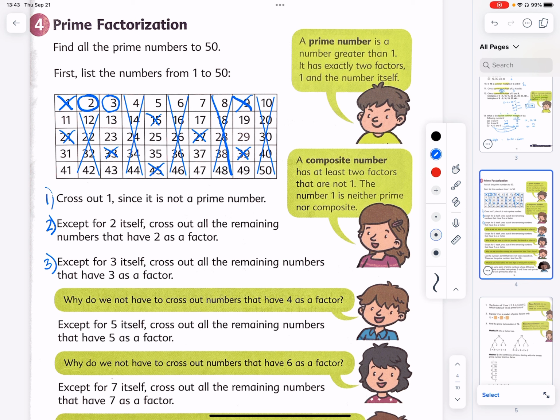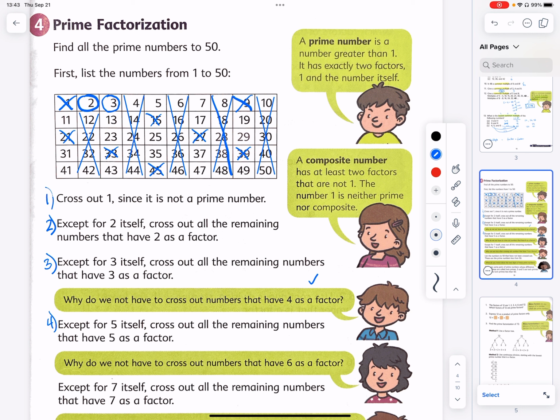Why do we not have to cross out numbers that have 4 as a factor? Because all even numbers will be already out of our list. Look, all multiples of 4 are even numbers, and we cross them out in step number 2. Finally, not finally, we have more steps.